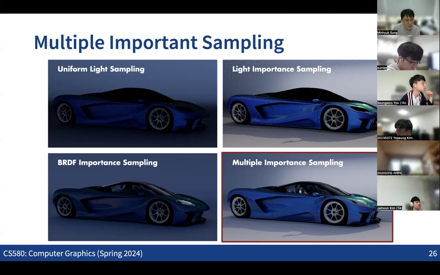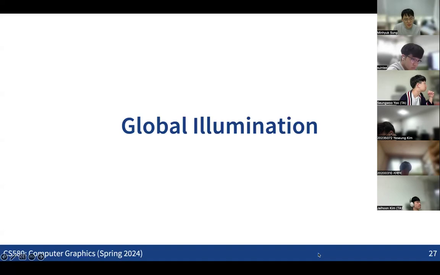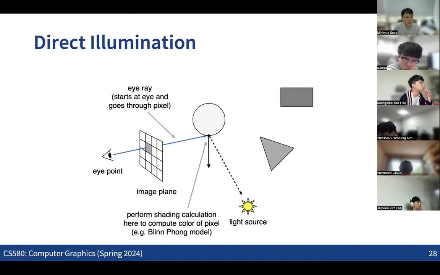So this was the last component about direct illumination, and now we are moving on to global illumination. What's the difference between direct illumination and global illumination? In the lecture some weeks ago, we saw a figure that shows the conceptual idea of ray tracing.